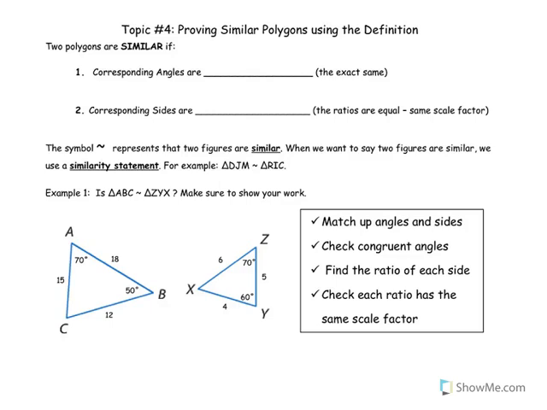Alright, so now we're going to talk about similar polygons, okay? But first we have to tell you what similar is. Two polygons are similar if corresponding angles are the exact same. The word for the exact same in geometry is congruent. So if corresponding angles are congruent and corresponding sides are proportional.